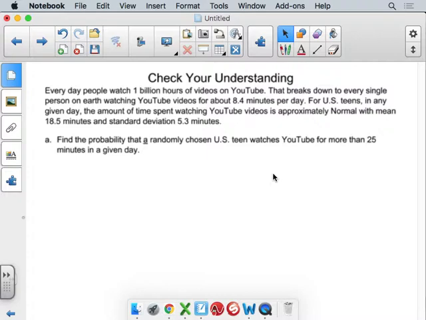Alright, so every day people watch 1 billion hours of videos on YouTube. That breaks down to a single person on Earth watching YouTube videos for about 8.4 minutes a day. Okay, for US teens, so I guess that was for our whole population. For US teens, on any given day, the amount of time spent watching YouTube is approximately normal, with a mean of 18.5, standard deviation 5.3. So that's for US teens specifically.